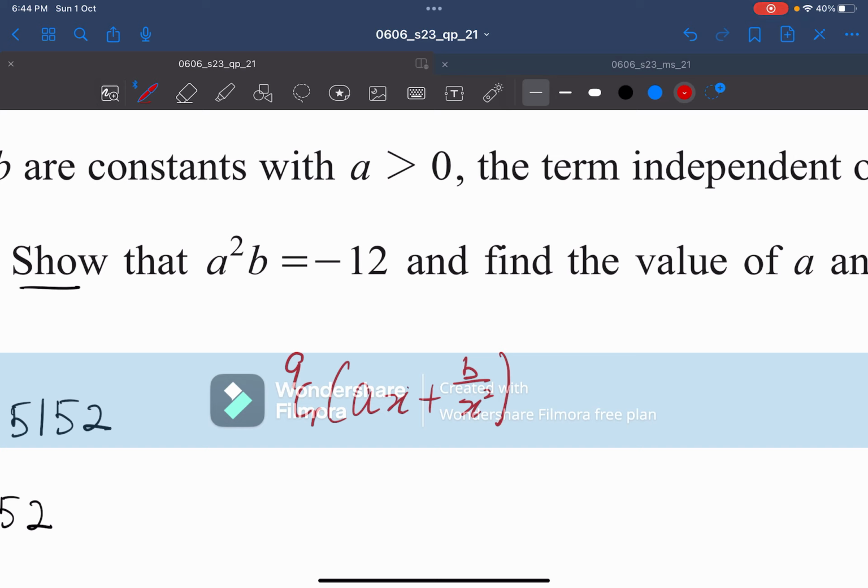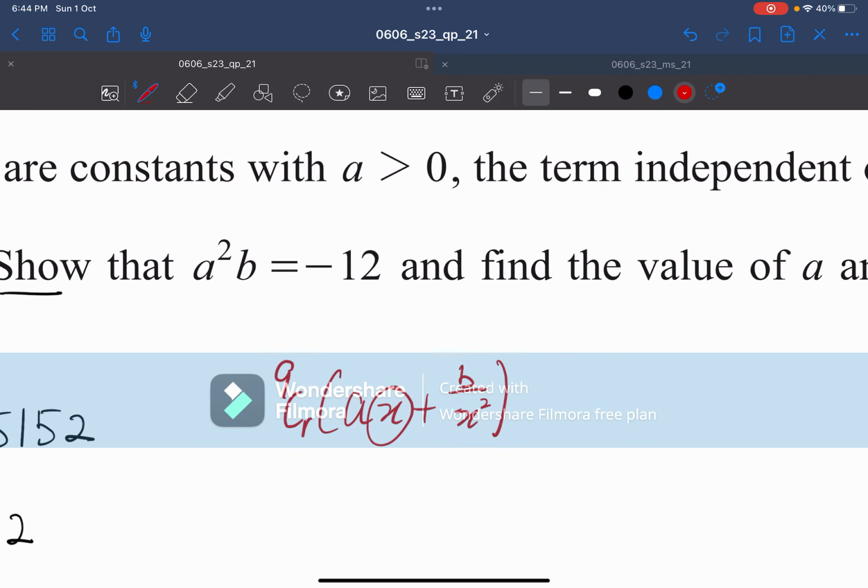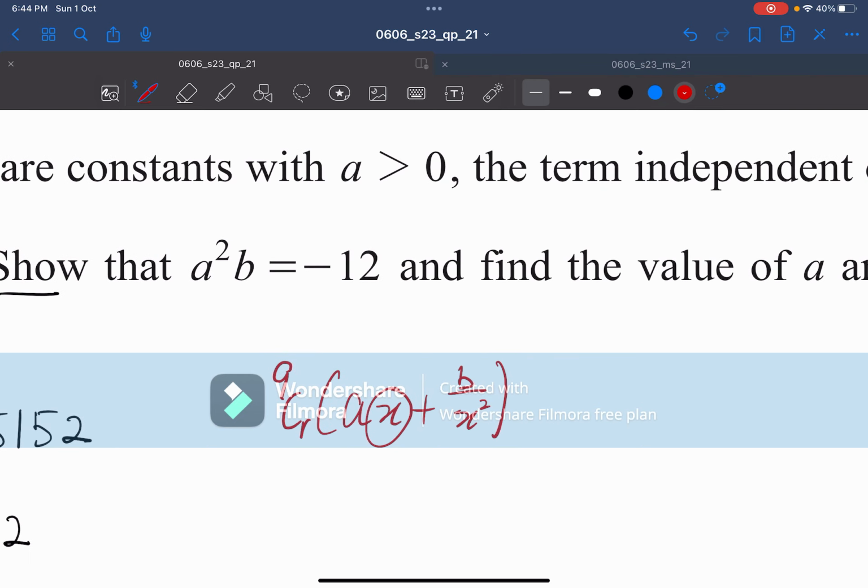So, okay, we know that this is an x, right? And this is over x squared. So whatever the value is here has to be twice the power of x here, in order for me to get a term independent of x, right? This power here always has to be twice as large as the power here, because this is power of 1 and this is power of 2.